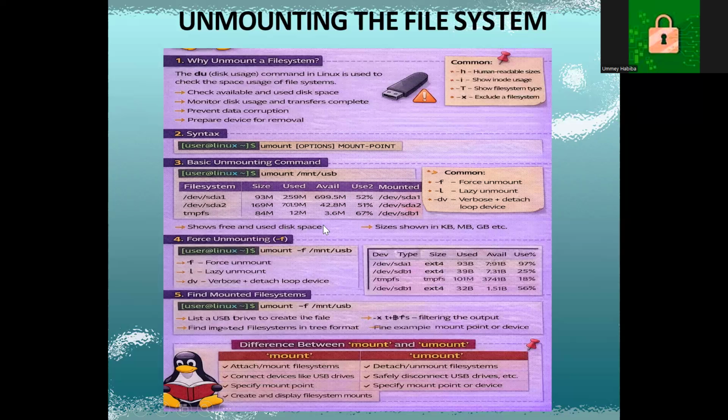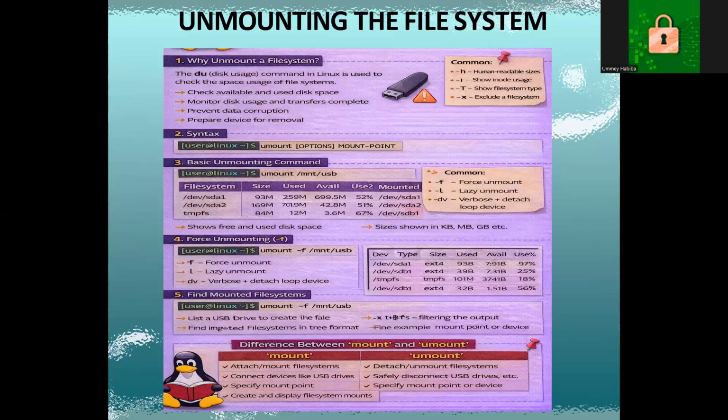It is very important to unmount the file system before removing the storage device. If a device is removed while it is still mounted, some data may still be in memory waiting to be written to the disk. This can lead to data corruption, file loss, or damage to the file system. By unmounting the device properly, the operating system ensures that all pending read and write operations are completed and the file system is safely closed.